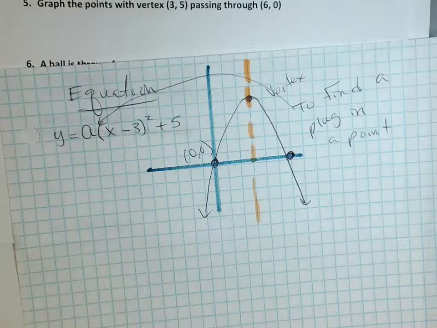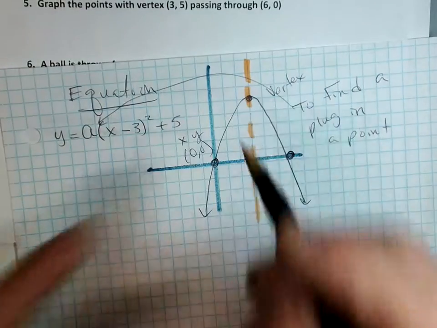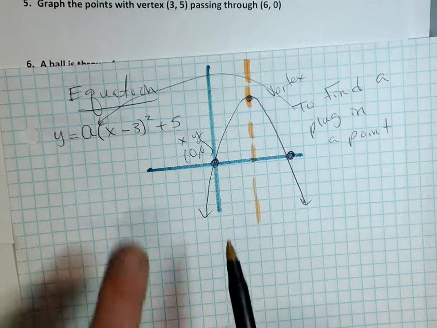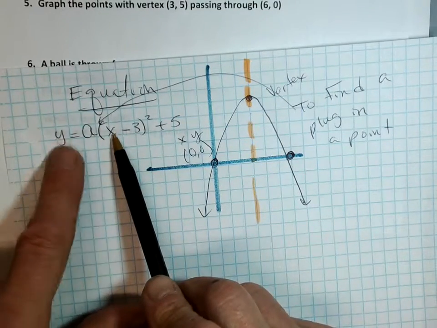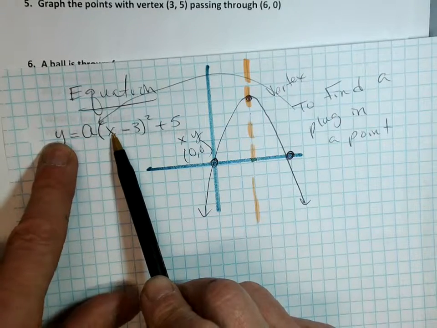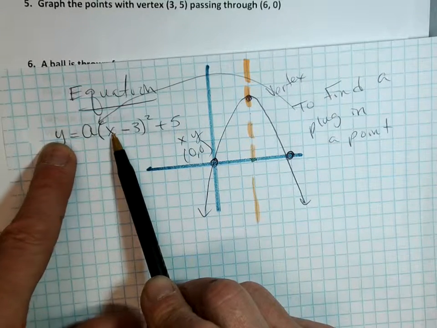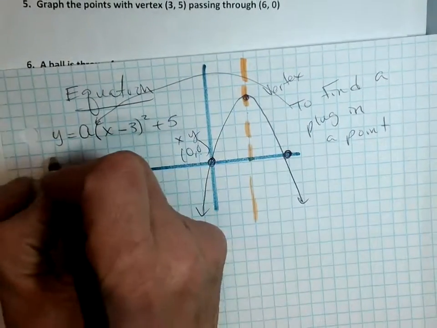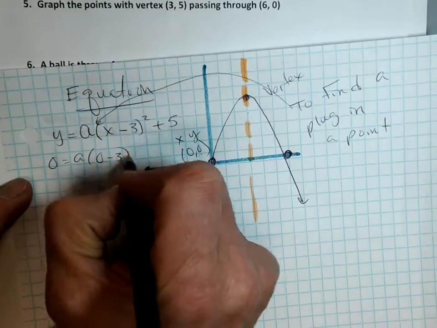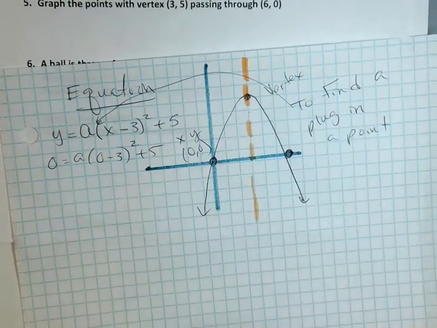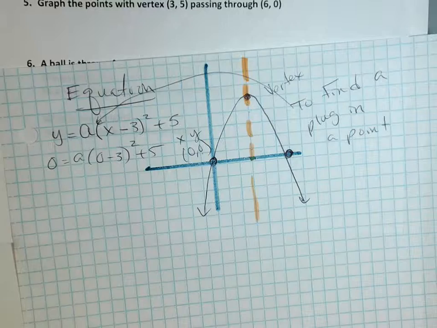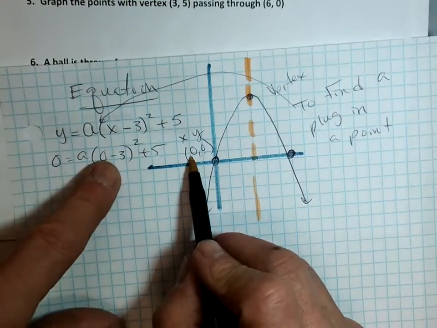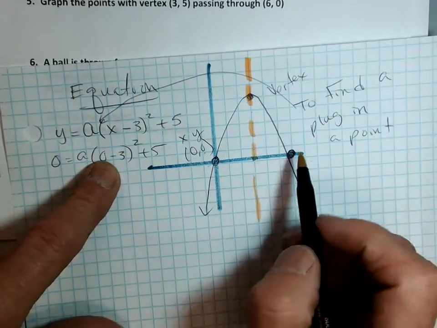Every point's got an x and a y value, right? So think about it. If I plug 0 here and 0 here, I should be able to get A, right? Does that make sense? If I plug a 0 here and 0 here, A is left over. Okay, let's do that. Y is 0, x is 0. Now let's find the value of A. The value of A is the shrink or the stretch of the graph, okay? So I plugged in 0 for y, 0 for x. You have to plug in one of these points, but 0, 0 is easier.